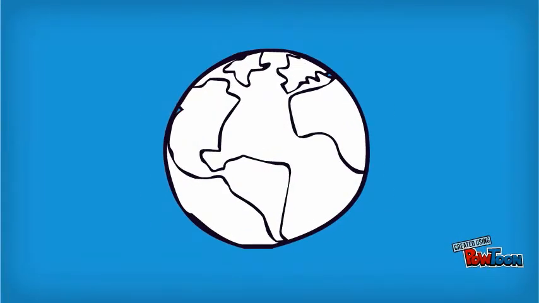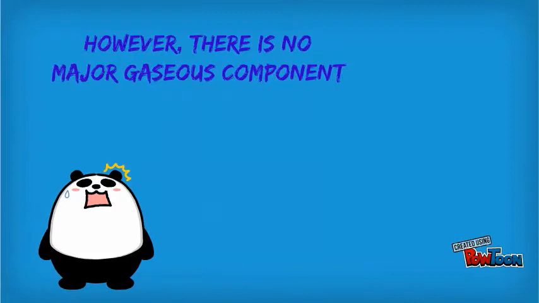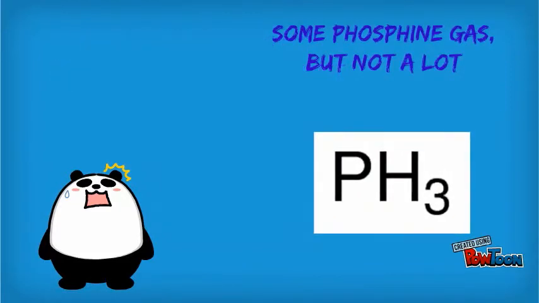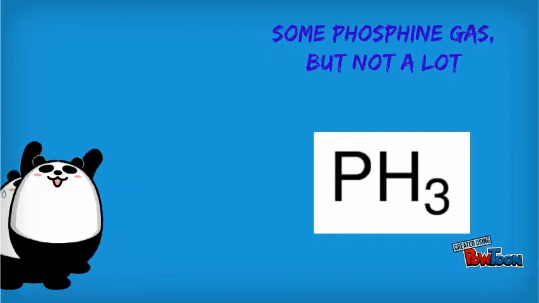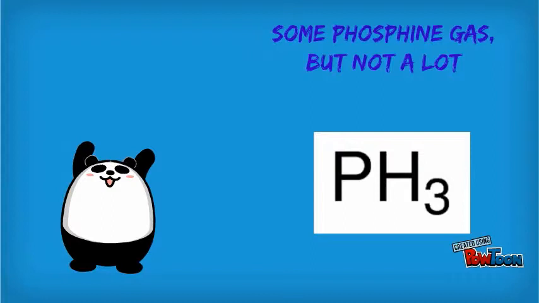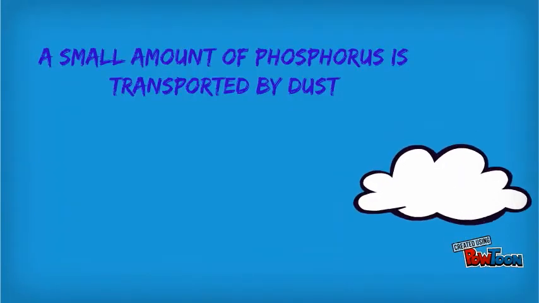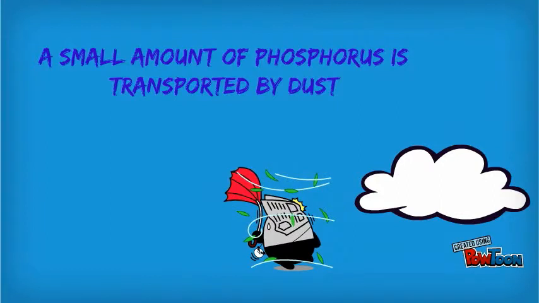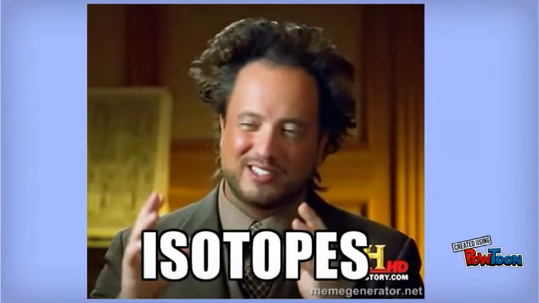The cool thing about phosphorus is that there isn't a significant atmospheric component to the cycle. Phosphine, which is the gaseous form of phosphorus, does exist in itty-bitty amounts in the atmosphere, but it's not a significant part of the cycle. Phosphate dust particles also make up a tiny portion of phosphorus cycling, but it is generally a very minimal part of the cycle. Additionally, there is only one naturally occurring isotope of phosphorus, phosphorus-31.